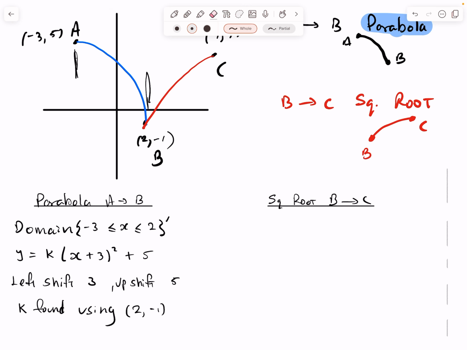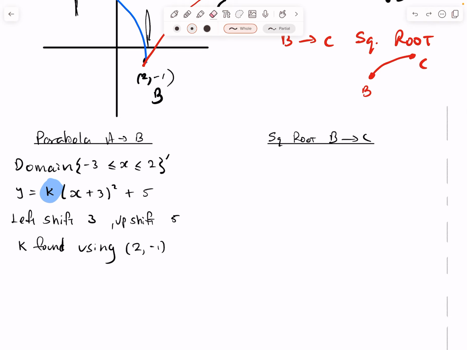Now we try to find the value k, because that determines how stretched out or how tight the parabola is. We're going to use the point 2, negative 1 to do it. So I can replace the value y with negative 1, and I can replace my value x with 2, and I can use this to solve for k.